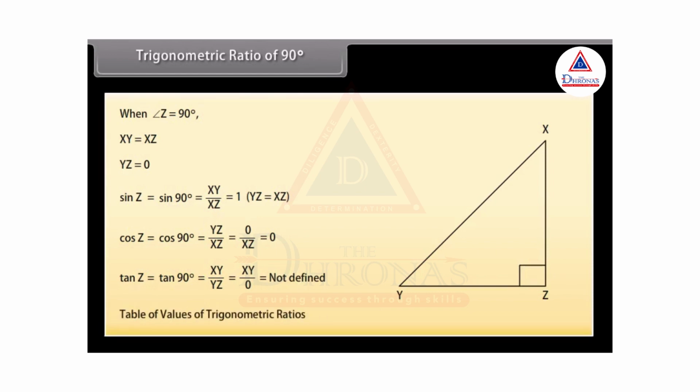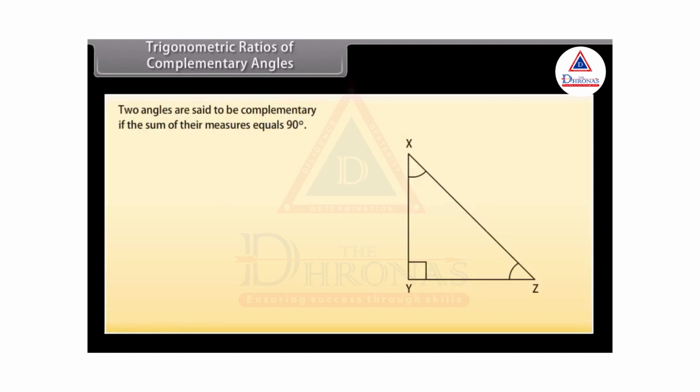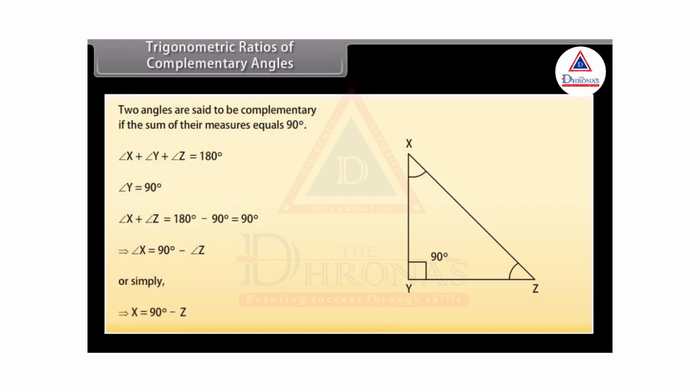Let us summarize our exercise in a table. Trigonometric ratios of complementary angles. Two angles are said to be complementary if the sum of their measures equals 90 degree. Consider the triangle XYZ, right-angled at Y. Angle X plus angle Y plus angle Z is equal to 180 degree. Angle Y is equal to 90 degree. Angle X plus angle Z is equal to 180 degree minus 90 degree equals 90 degree, which implies angle X is 90 degree minus angle Z. Or simply, X is equal to 90 degree minus Z.